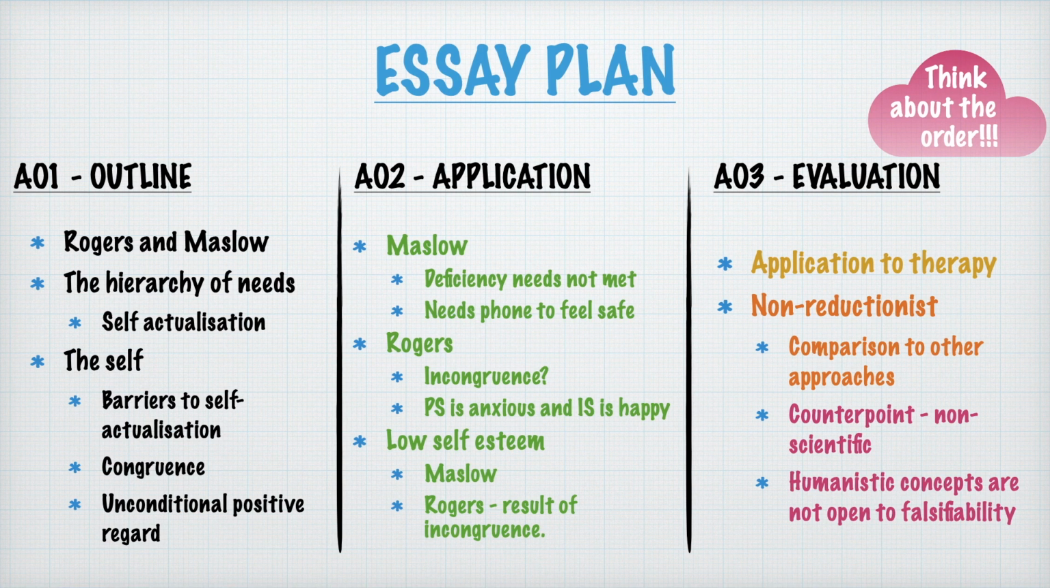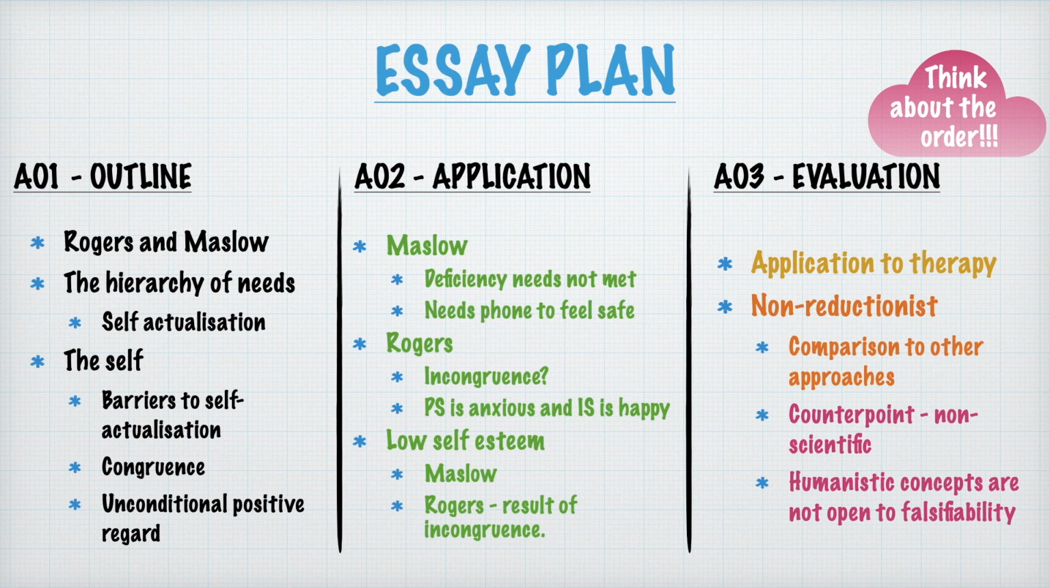We've also got the application section in green, and I've just popped down some notes on how the scenario links to the humanistic approach. So you've got Tatiana's deficiency needs are not necessarily all being met. That is evidenced by the fact that she needs her phone to feel safe, for example. We also have the idea that she may be in a state of incongruence, with her perceived self being anxious, but her ideal self being happy and sociable.